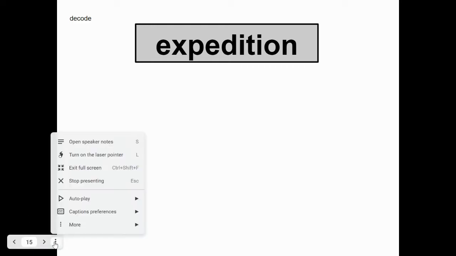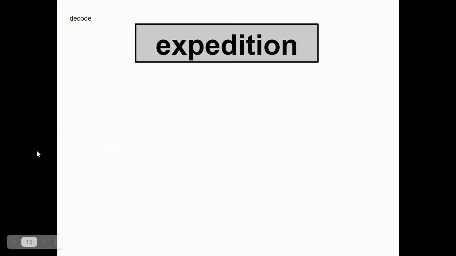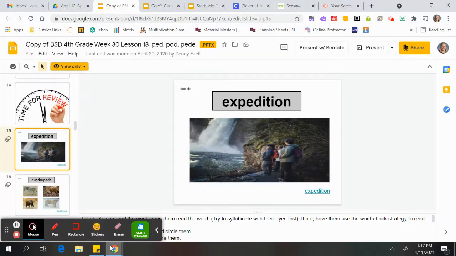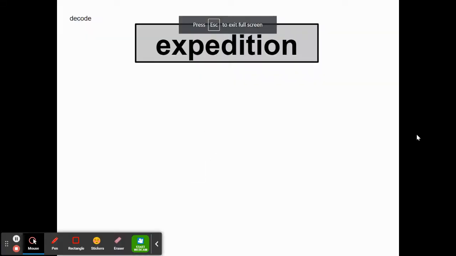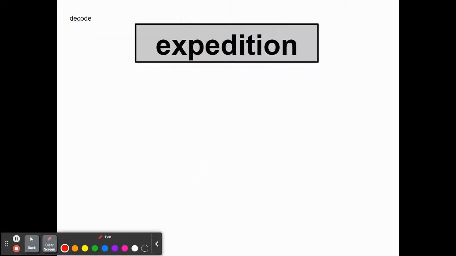Let's see. I think. Oh, hold on. Let's see. So this word is there we go. I need these tools on there. This word is expedition. So if I was going to syllabicate this word, remember syllabicate means like if I was going to break it into its parts.